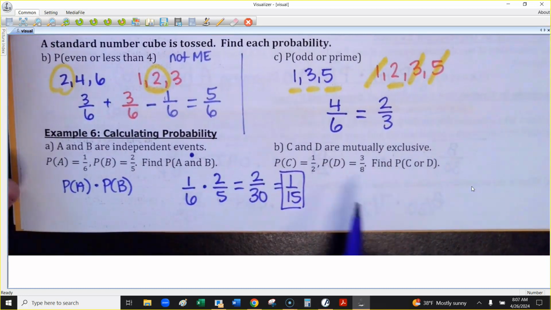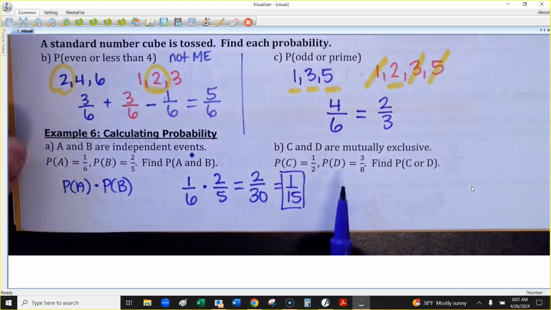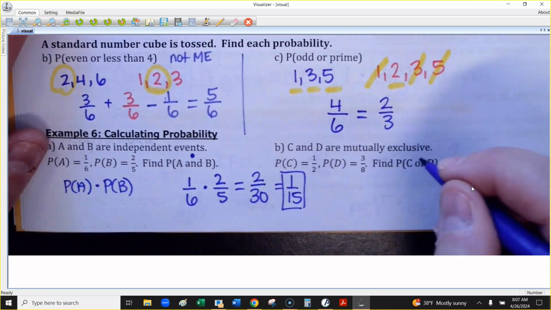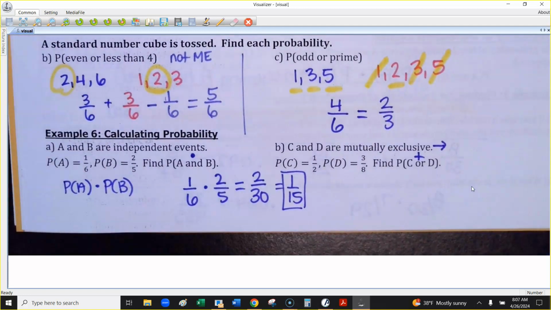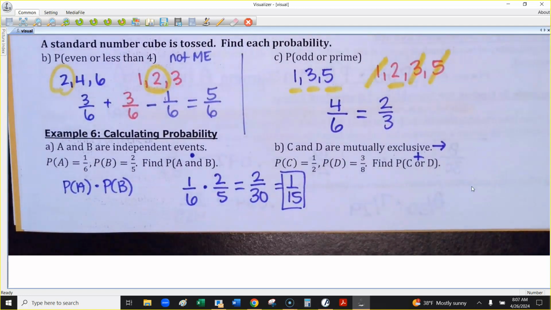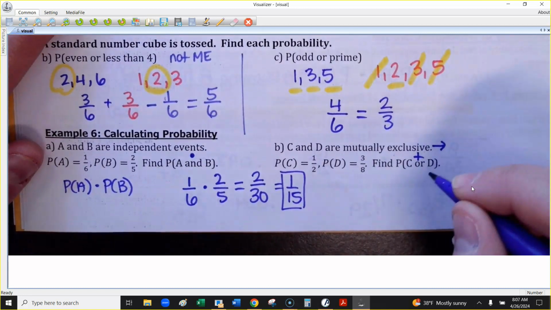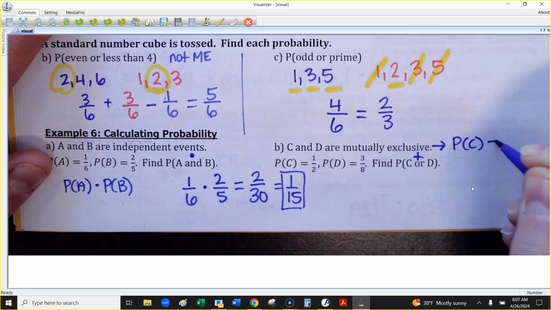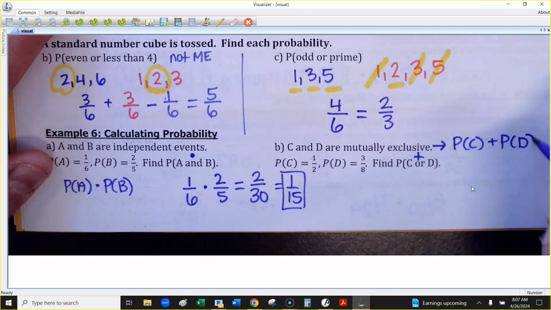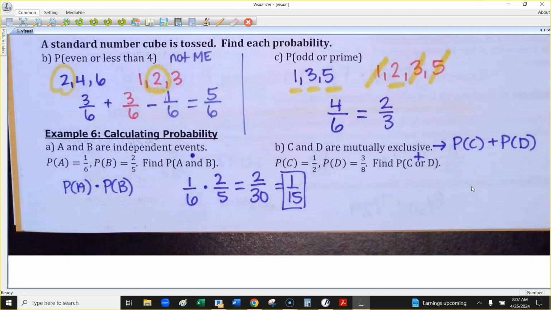Now, if you have mutually exclusive events, and anytime you have an or, you want to think that, okay, I'm going to add these probabilities together. If they are mutually exclusive, they don't have any overlap, so you don't have to worry about subtracting anything. So in this case, it says probability of C or D should straight up just be the probability of C plus the probability of D. So and statement we're going to multiply, or statement you're going to add.